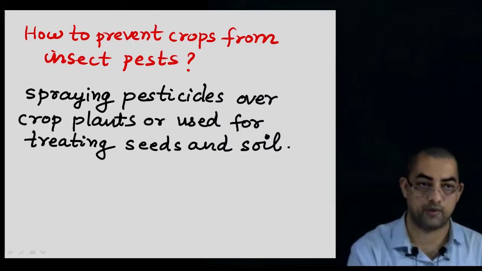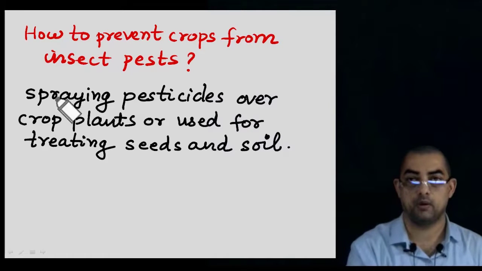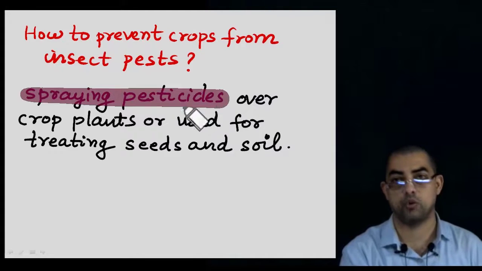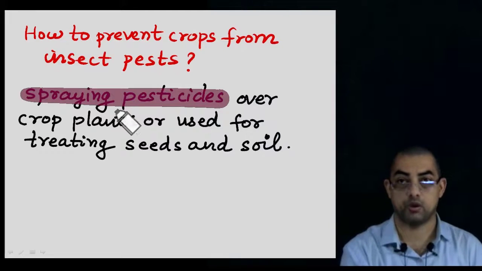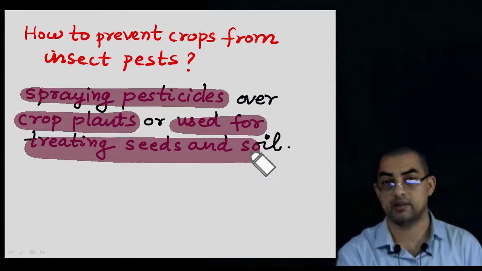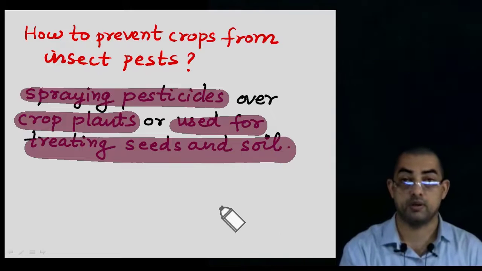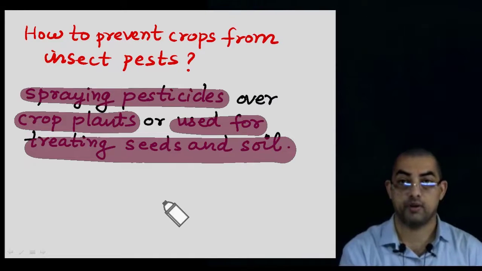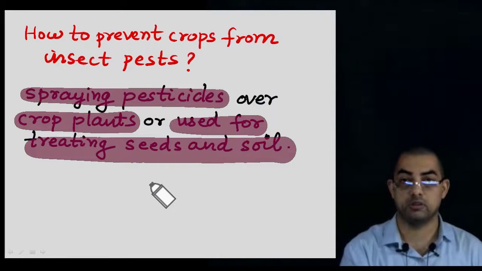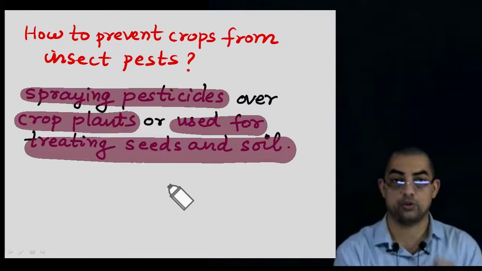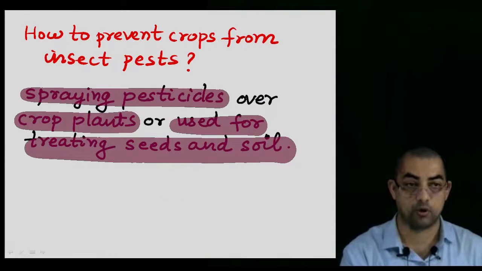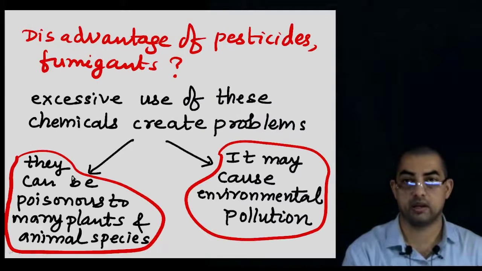Next, how to prevent crops from insect pests. How are you going to prevent your crop from insect pests? By spraying pesticide. These pesticides are going to kill those insects. We spray pesticides over the crop plants, or use them for treating the seeds and the soil. We can spray the pesticide onto the soil, or onto the seeds before sowing them into the ground. So by spraying pesticides over the seeds, over the soil, and over the crops, we can save them from these insect pests.